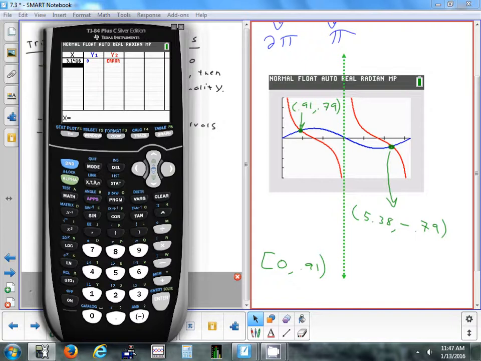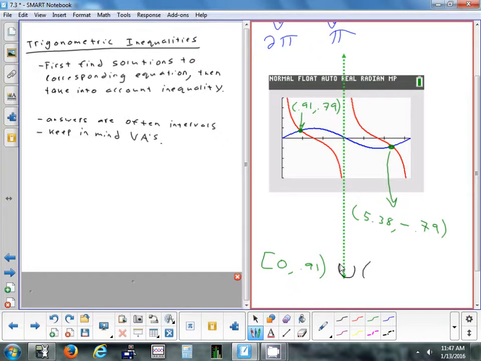All right, so where else is the graph in blue below the graph in red? From what to what? You could just put the union symbol first, and then put parenthesis pi, comma 5.38, and then put a parenthesis around that. So those are your two intervals where sine is below tangent, cotangent. Beyond that, it goes back above.